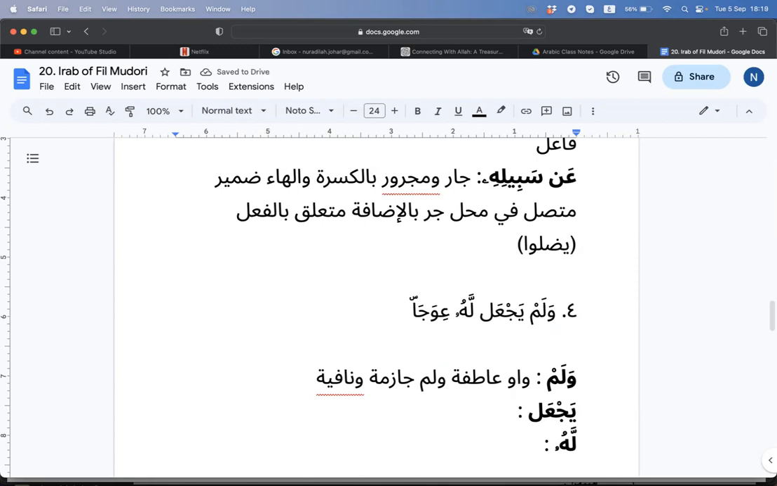And then yaj'al is fi'il mudhari majzum bi sukun. You don't see a sukun because you have another lam coming, so they put a shadda. This is idgham saghir, for tajwid purposes. They don't put sukun here, they put shadda, but this is basically a sukun. So fi'il mudhari majzum bi sukun.